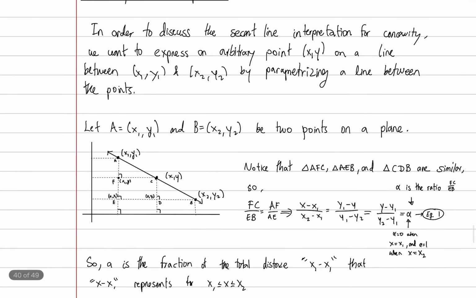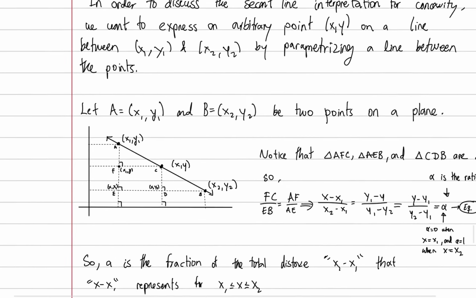Before we can discuss our secant line interpretation for concavity, we're going to need to express an arbitrary point x comma y on a line between x1 comma y1 and x2 comma y2 by parametrizing a line between the points. So we're going to want some sort of variable parameter, and we want that variable to be able to describe this point entirely, right? It'll make a bit more sense when I talk about this.